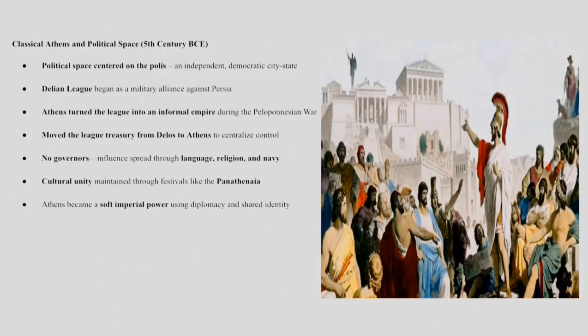In non-monarchies like Rome and Athens, political space was more flexible. Monarchies controlled everything from the top, and non-monarchies used teamwork, laws, and culture. Rome let local areas manage themselves. Athens kept power by sharing language, festivals, and ideas. Non-monarchies were not less powerful; they just ruled in a more open and adaptable way.